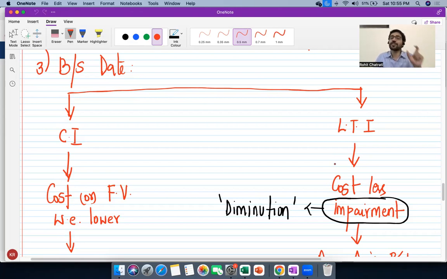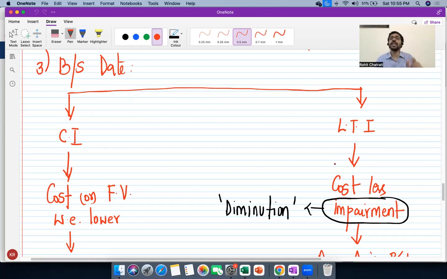If there is any significant diminution, then in such a case, you are going to recognize an impairment or a provision for diminution, and you will be showing in the balance sheet not at cost, but at cost less any provision for diminution. I'm repeating myself: for long-term investments, AS 13 is trying to say that you're not really bothered about short-term fluctuations. So do not look at the market value.